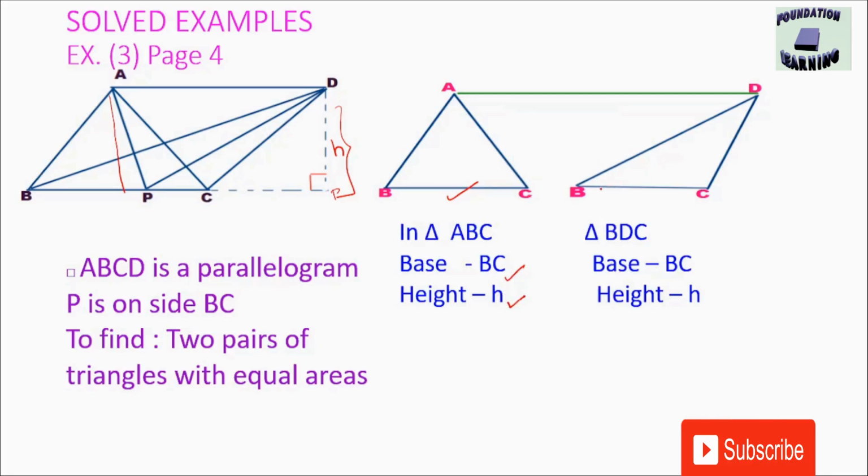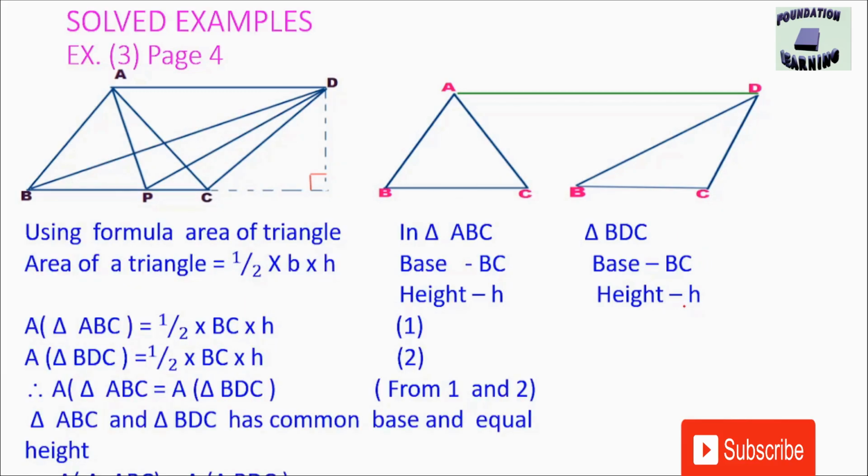And in triangle BDC, this is an obtuse angle triangle. As I told you earlier, in an obtuse angle triangle you will have the height outside. Anyway, the height is h for all the triangles since they are drawn between two parallel lines. So the base is BC, again BC, and the height is h.